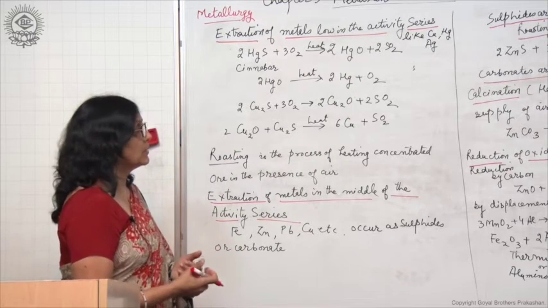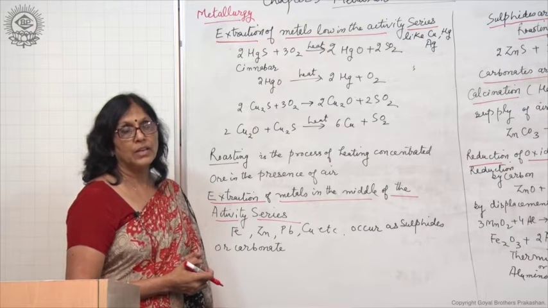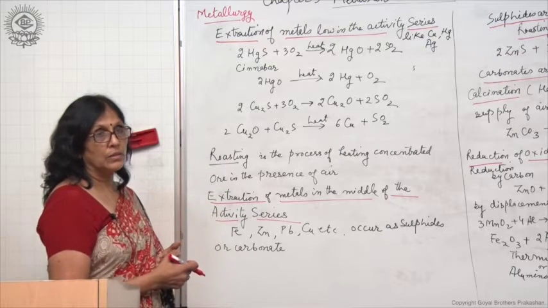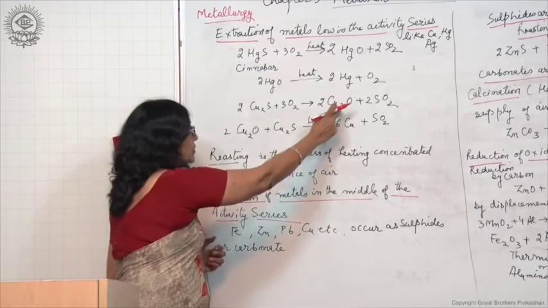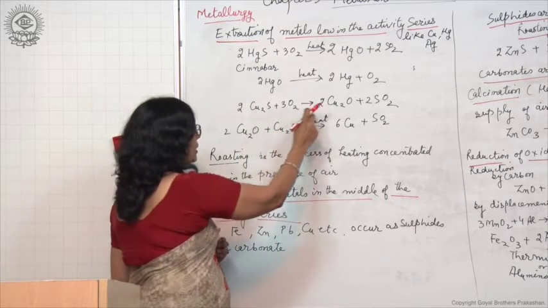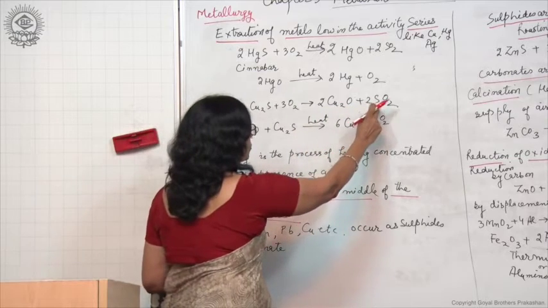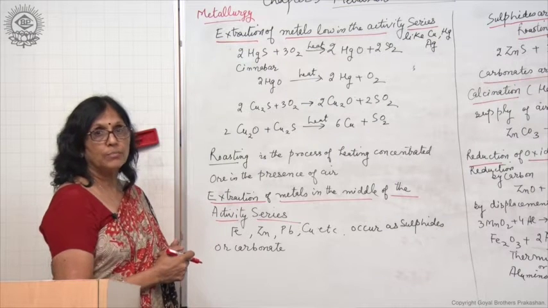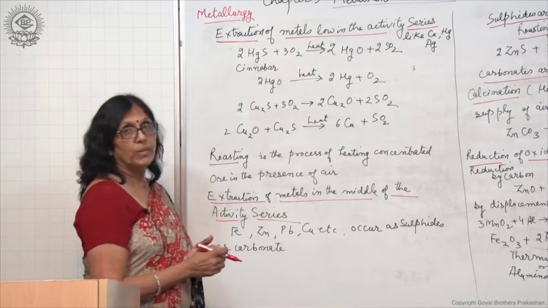Now, copper, as we have discussed earlier, not only occurs in the native state, it also occurs in the combined state as sulfides. So, by roasting copper sulfide, that is, by heating in excess of air, copper sulfide gets converted into copper oxide. This is the balanced chemical equation: 2Cu2S plus 3O2 gives 2Cu2O plus 2SO2. You should practice writing the balanced chemical equation so that you do not make any mistake.